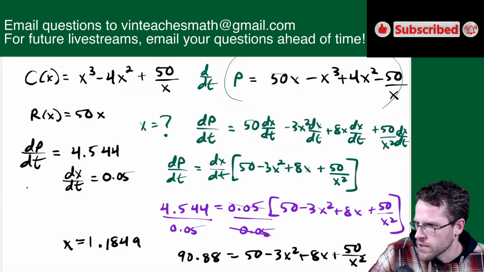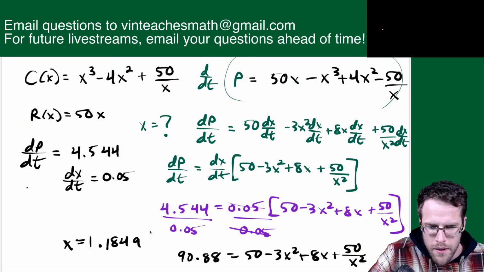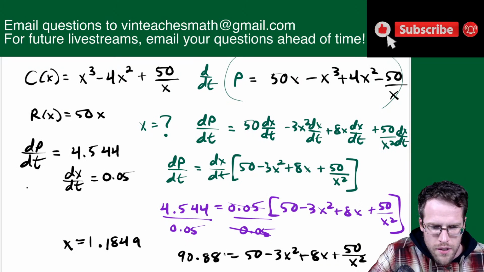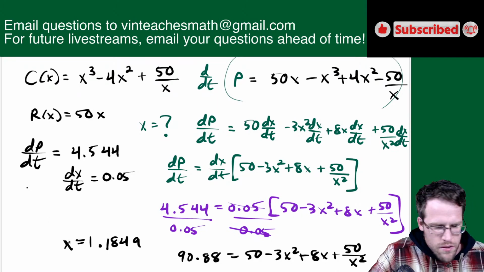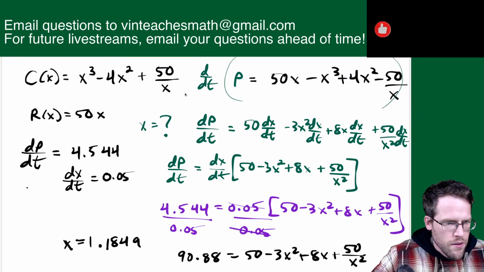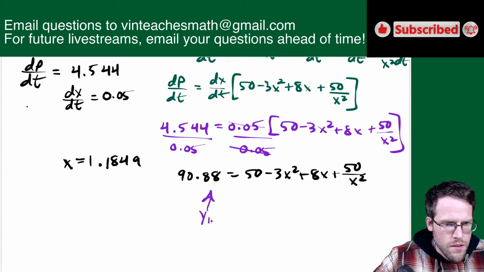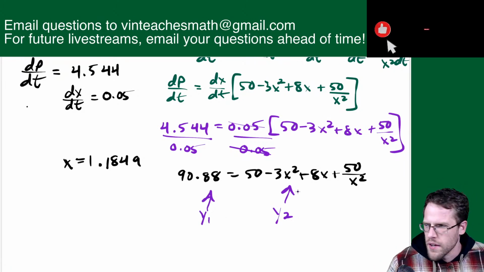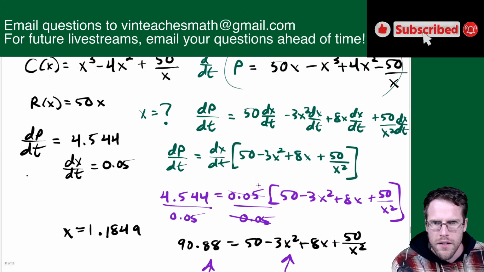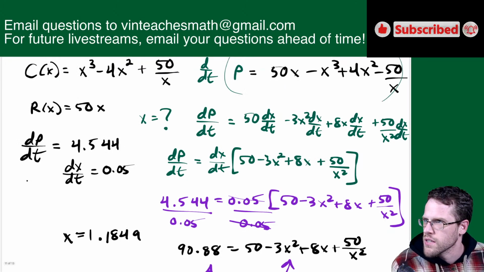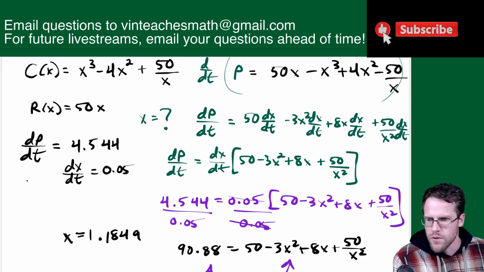Oh, wait a minute. I'm sorry, my display is not even showing. So yeah, X equals this. I got 90.88 on this side equals this. And then I just did Y1. So in the calculator, this is Y1 and this is Y2. I don't think I'm missing something, or I hope I didn't copy a piece wrong. Let me check the... oh, it's right. Yay. All right, cool.